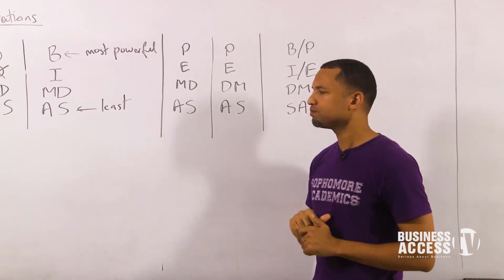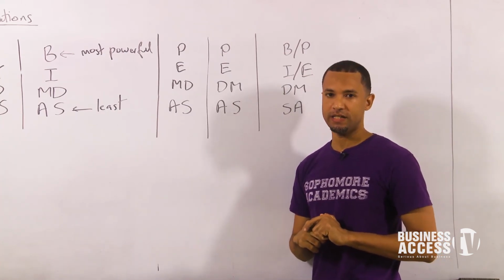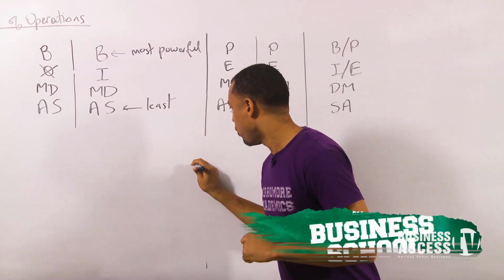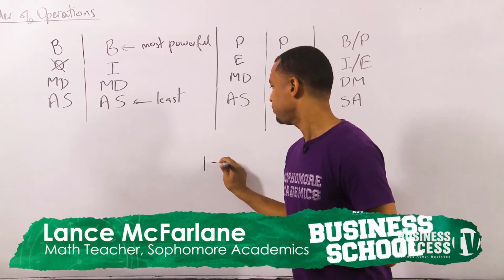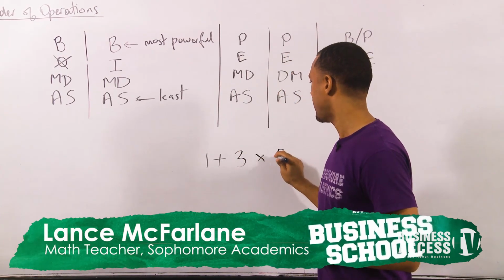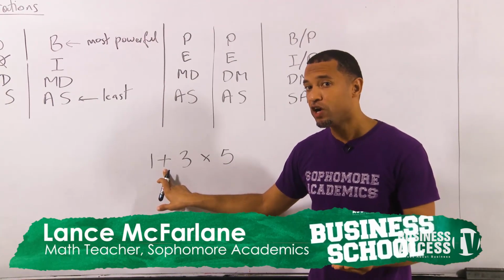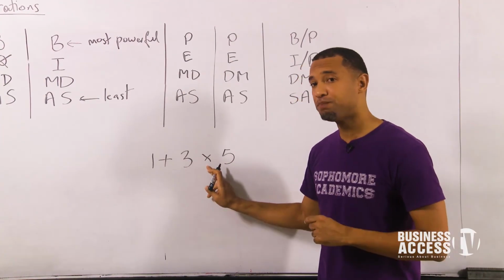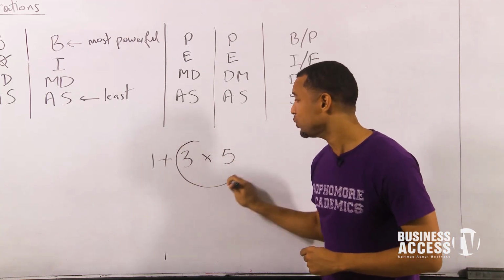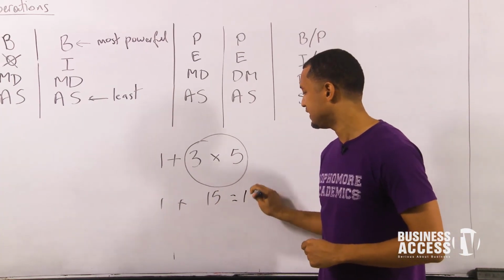Let me show you a simple example of what I'm talking about. If you have 1 plus 3 multiplied by 5, in reading from left to right, the plus came first. But multiplication is more powerful than plus, so you have to work here first. You get 15, add your 1, and you get 16 as your answer.